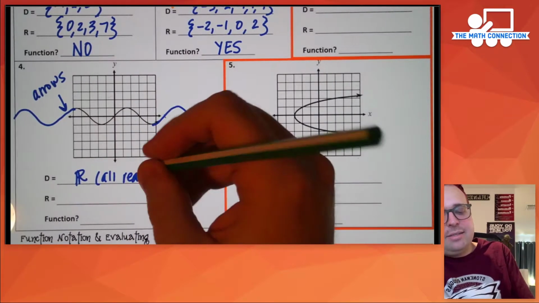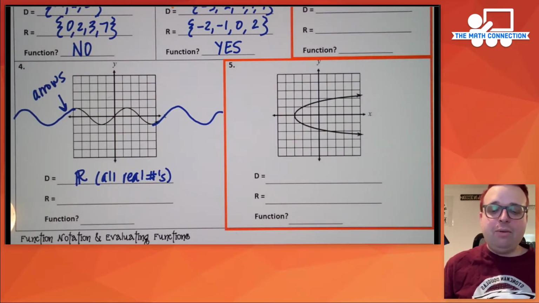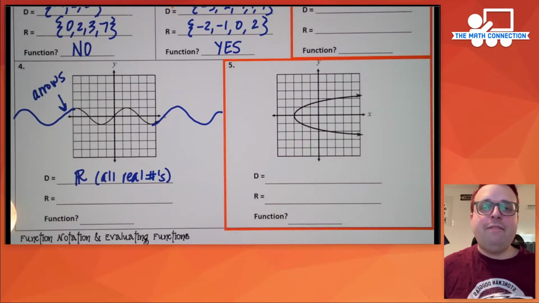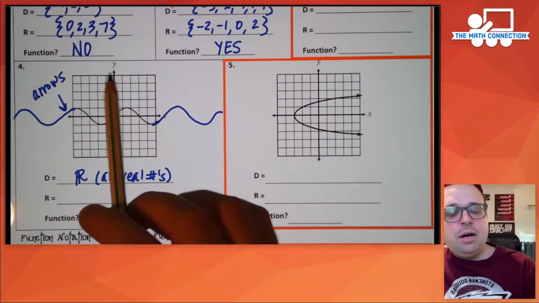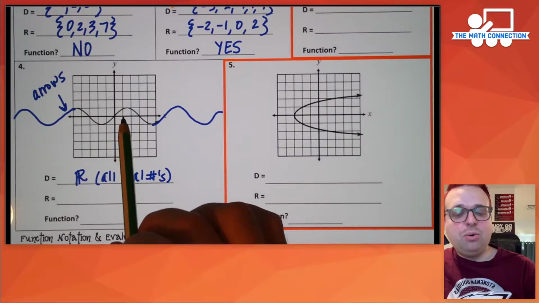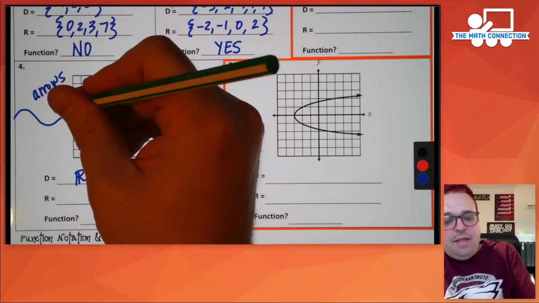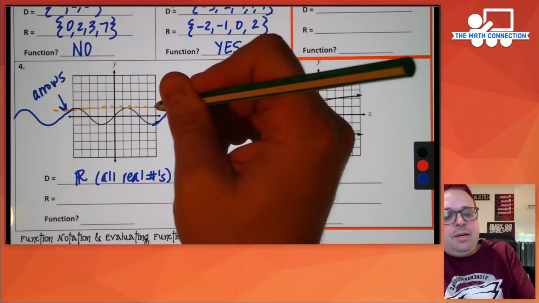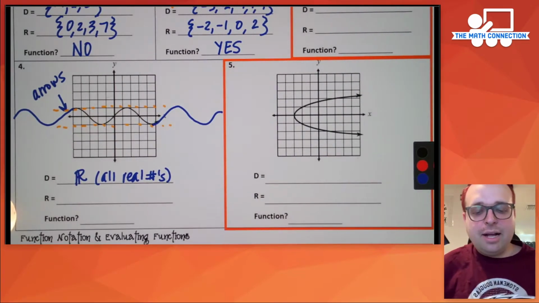Remember, we did that in the last section. All real numbers. So x could be any real number, and you'll be able to find a y value for that. The range, though, according to what I can see on the graph here, appears to only be between, I'm going to switch colors so you can see this, these two imaginary dotted lines I just drew.